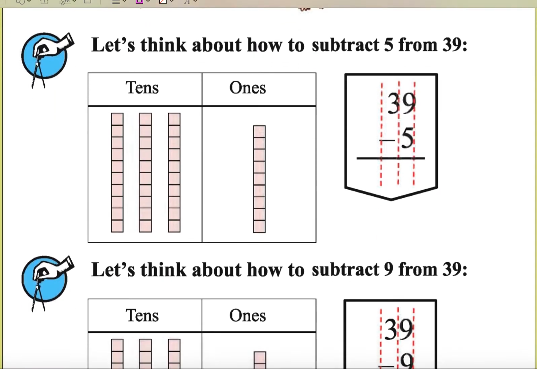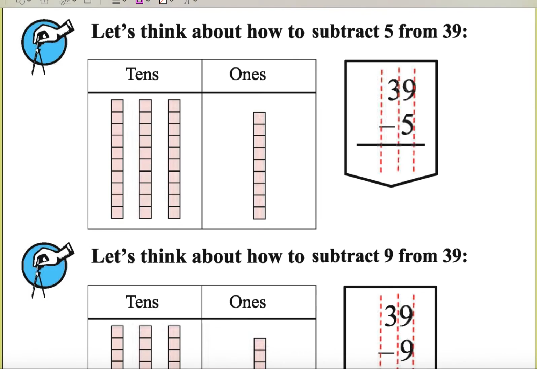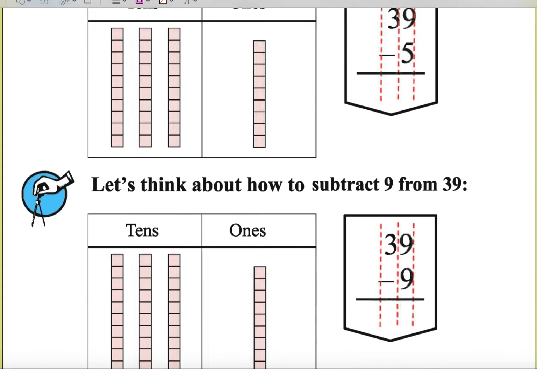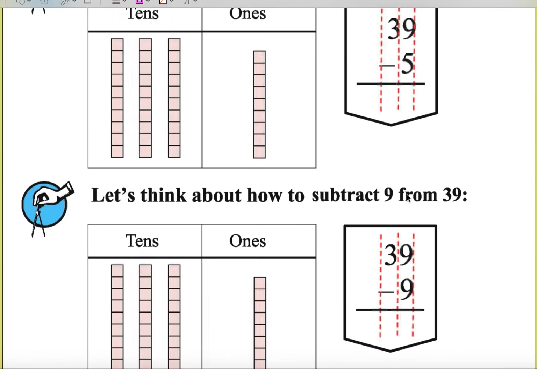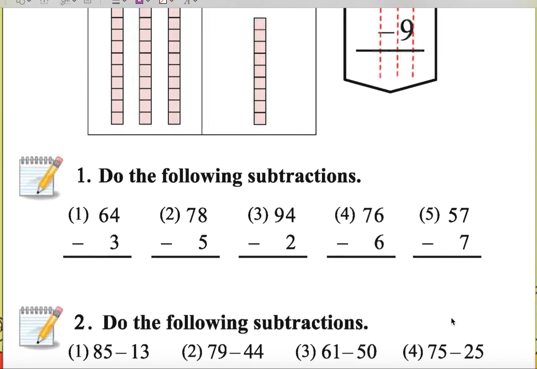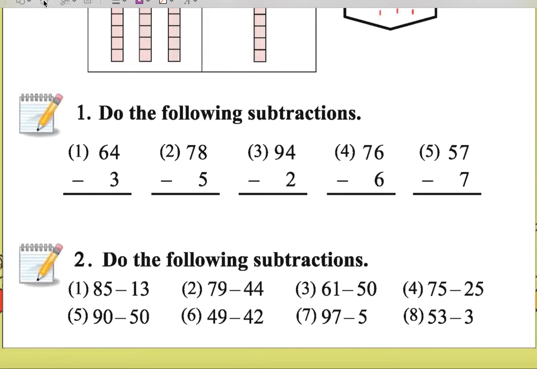Let's think about how to subtract 5 from 39. 9 minus 5 is 4, 34. If you subtract 9 from 39, it will be 30. Again, we need to do some more subtractions. 4 minus 3 is 1. What about this? 8 minus 5 is 3.